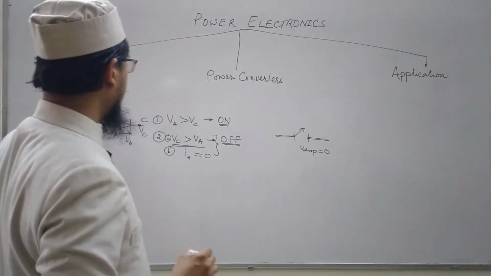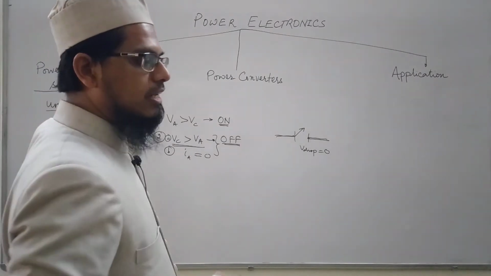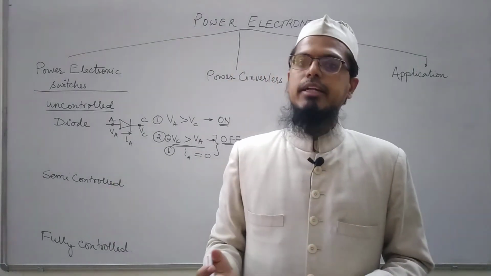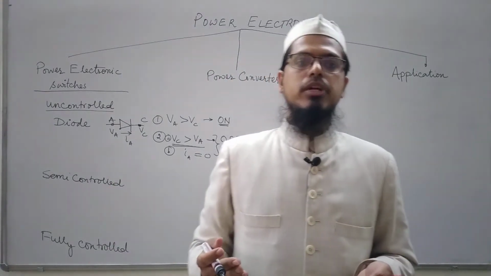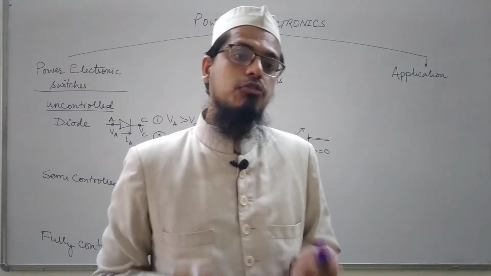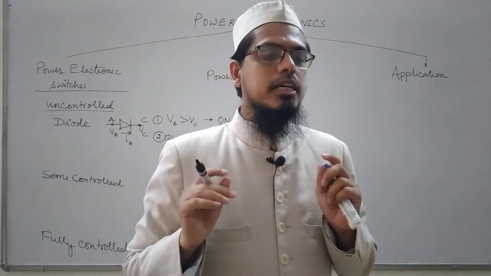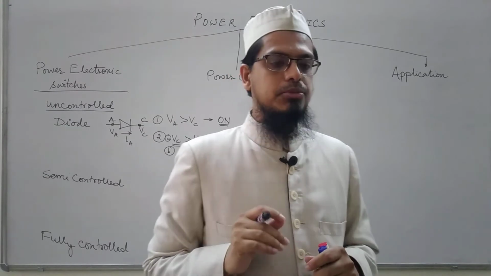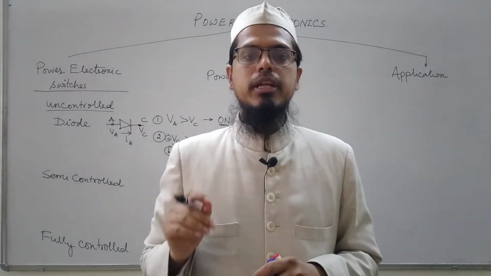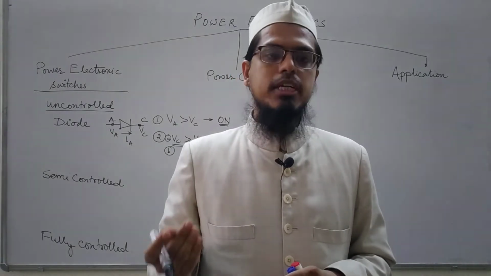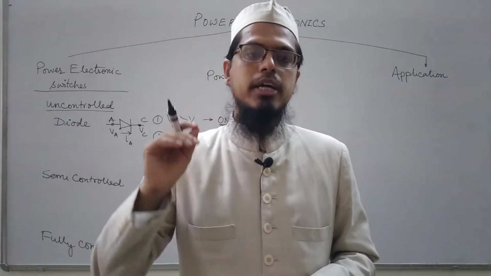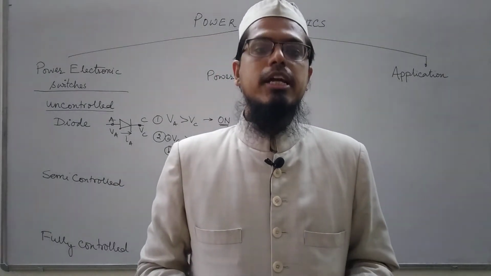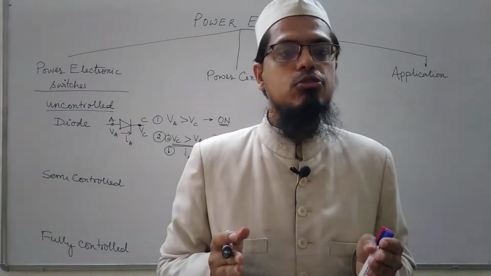So the diode basically is an uncontrolled switch. It turns on when the anode potential becomes greater than the cathode potential, and it turns off when the cathode potential becomes greater than the anode potential, along with the anode current reducing to 0. This condition is very important. There is a normal misconception that the diode will turn off when the cathode voltage has become greater than the anode voltage. This is a necessary condition, but not a sufficient condition. The sufficient condition is that the anode current has to drop to 0 for the diode to stop conducting.